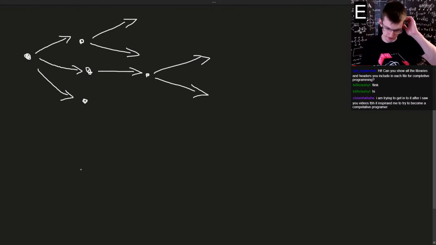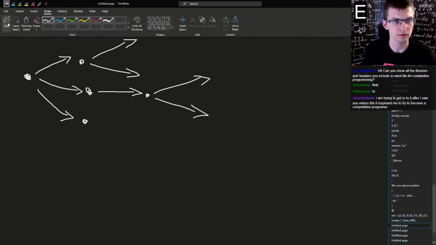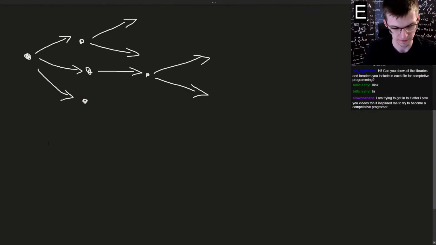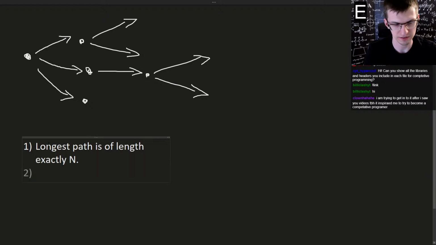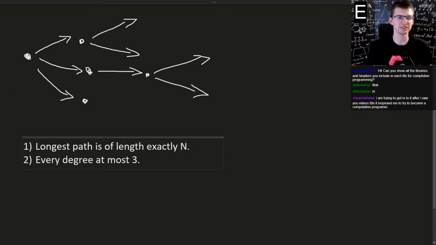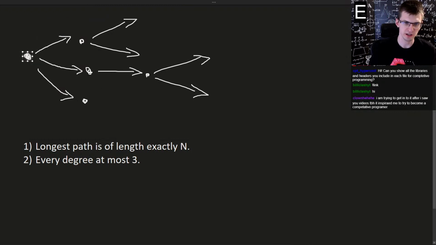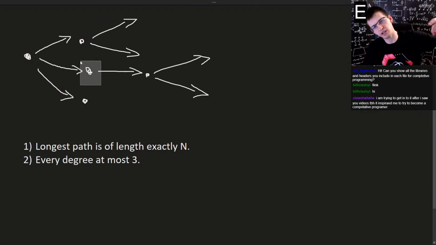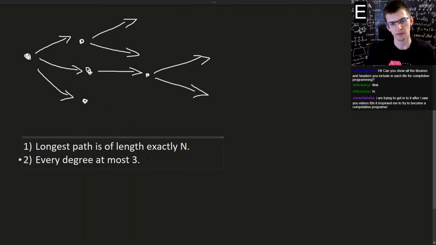like this. And conditions are, there are two conditions. First is that longest path is of length exactly n. Second condition is that every degree is at most 3. From the starting node there can be 3 edges, but from every other node, because there is one edge going in, there can be at most 2 edges going out. Those two conditions, and this can be done in linear DP.